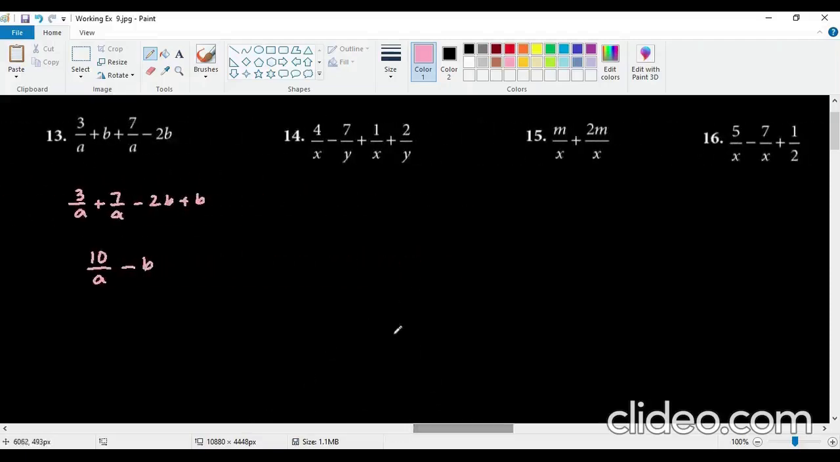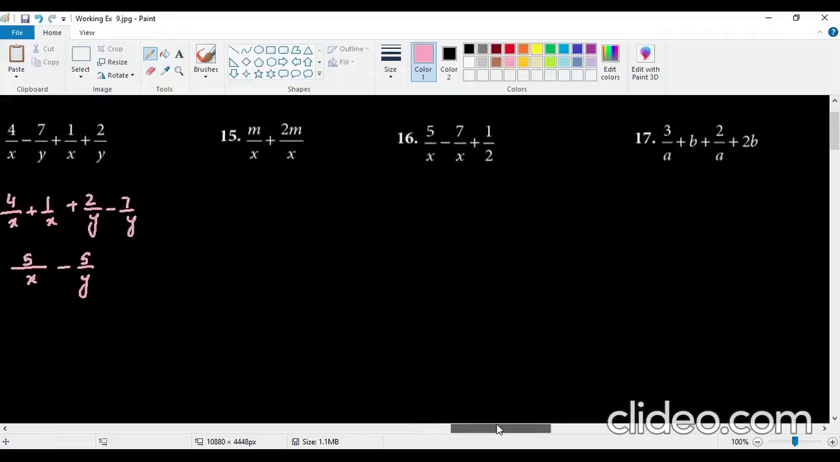For question number 14, all are fractions. So I'll keep like fractions together. So 4 over x I'll keep first and 1 over x I'll keep next, plus 2 over y and minus 7 over y are to be kept separately. So this is going to give you x. 4 plus 1 is going to be 5. So 5 over x, and minus 2 plus 2 over y minus 7 over y is going to give you a minus 5 over y as an answer for question number 14.